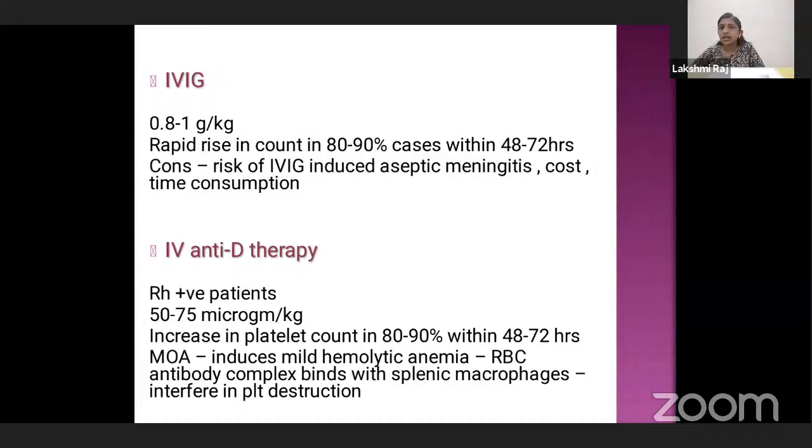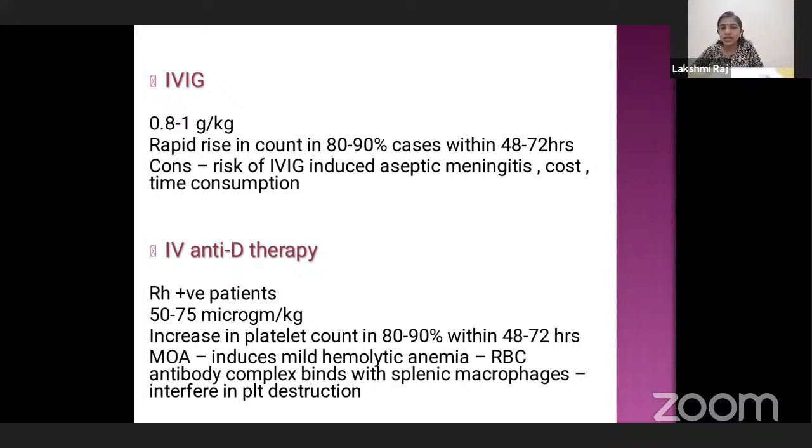The mother is Rh negative, so she will have anti-D antibodies, and these antibodies get into the baby through the placenta and attack the Rh positive antigen present on the baby, and that will cause hemolysis. So that is the same concept that we are using here. The patient should be Rh positive in order to give anti-D. That means the blood group should be positive, either O positive or B positive or A positive.